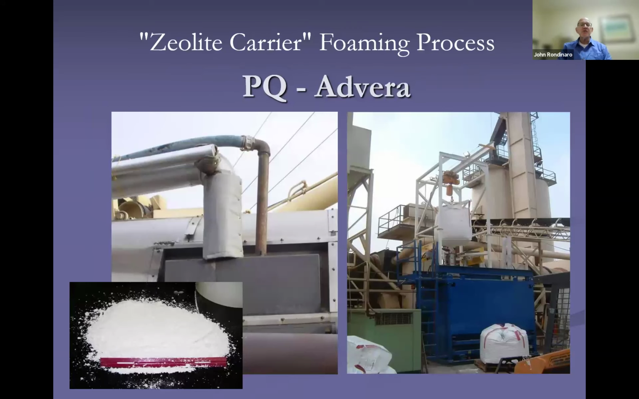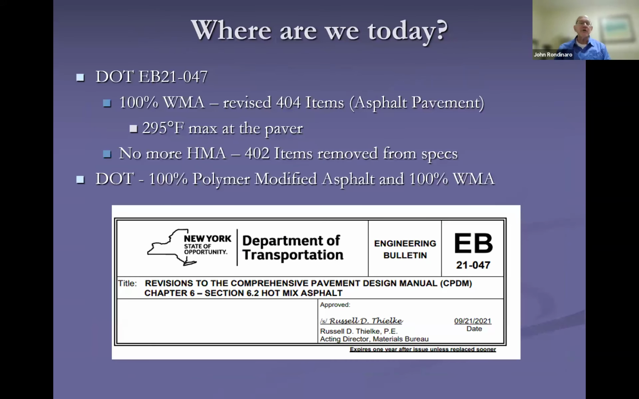And then finally, you've got this thing called a zeolite carrier that is a special crystalline structure that grabs water, and then that's also introduced into the mix and allows you to foam that asphalt. But the key is it allows you to produce that blacktop at a much lower temperature.